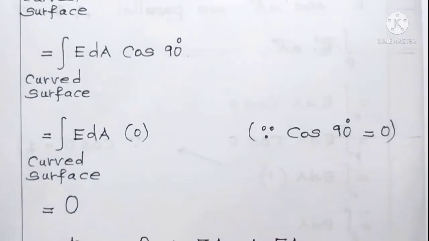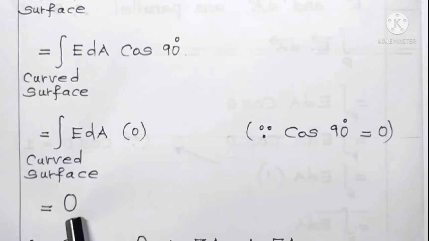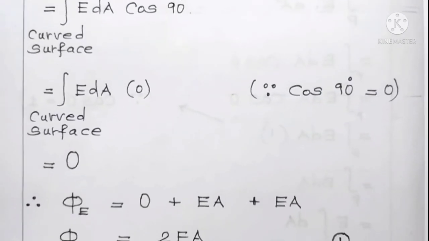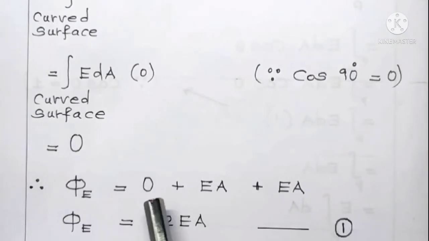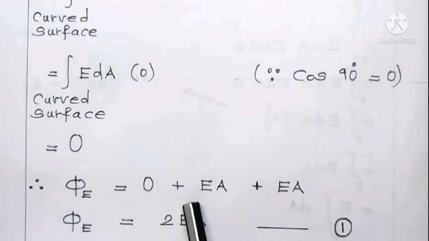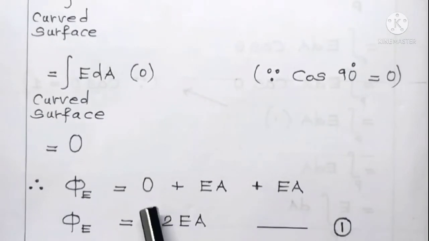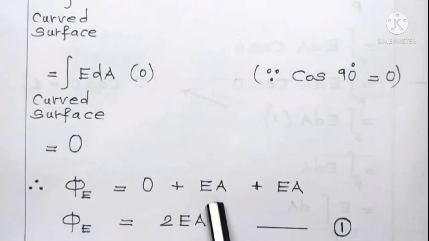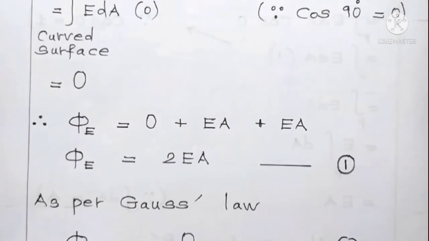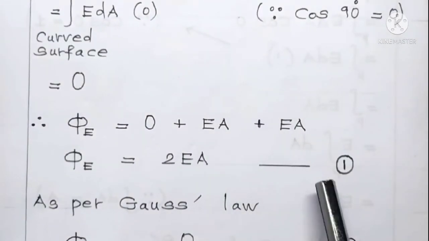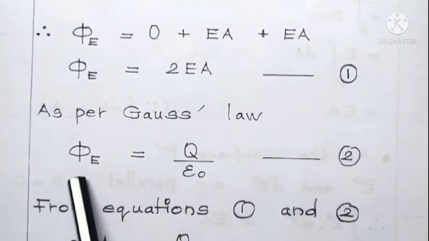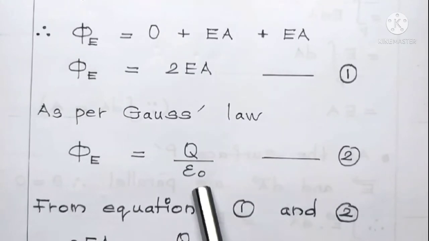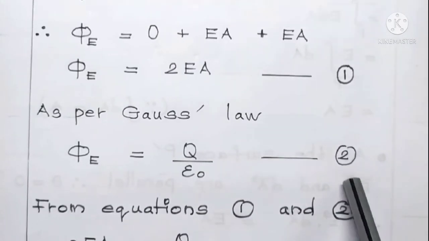So on the whole, finally, what do we get? We get 0. Now let us substitute the values of these three terms in the previous equation. Therefore, phi E is equal to 0 plus EA plus EA. 0 is at the curved surface, EA at point P and EA at point P dash. Therefore, phi E is equal to EA plus EA, which is 2EA. Let this be equation number 1. And as per Gauss law, we know that phi E is equal to Q by epsilon naught. Let this be equation number 2.